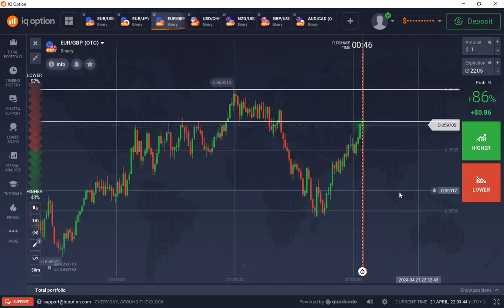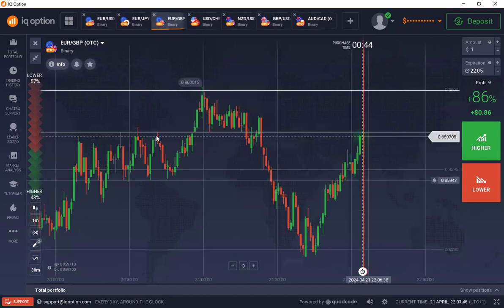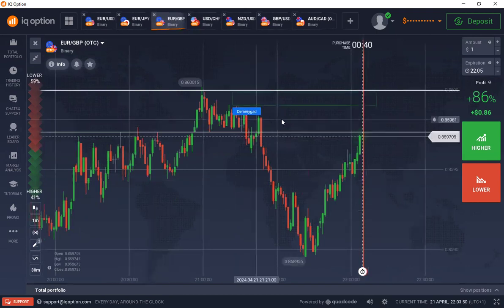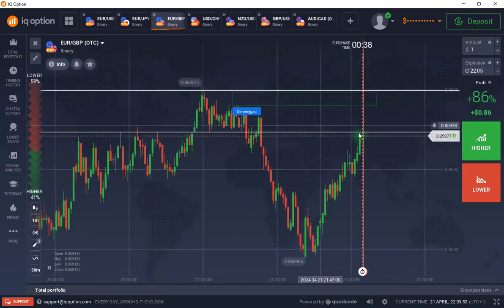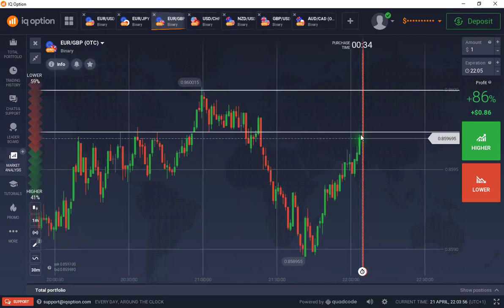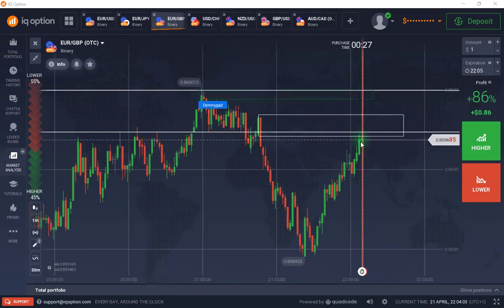Here, the market respects this. But this time the market is still visiting this area, and this is another supply zone, because here you still have another entry zone. So the market is expected to react from this zone.